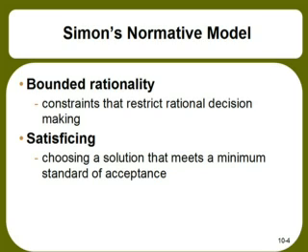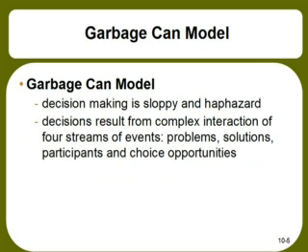The use of judgmental heuristics is central to Simon's normative model for decision-making. The model suggests that managers or decision-makers use rules of thumb or shortcuts to process information. These judgmental heuristics reduce information processing demands. This model argues that individuals do not try to optimize when selecting a solution, but rather settle for satisficing, or choosing a solution that meets a minimum standard of acceptance.